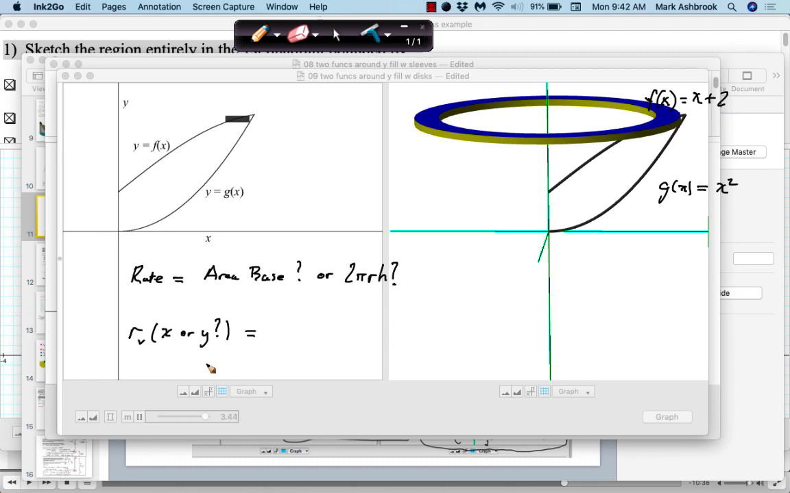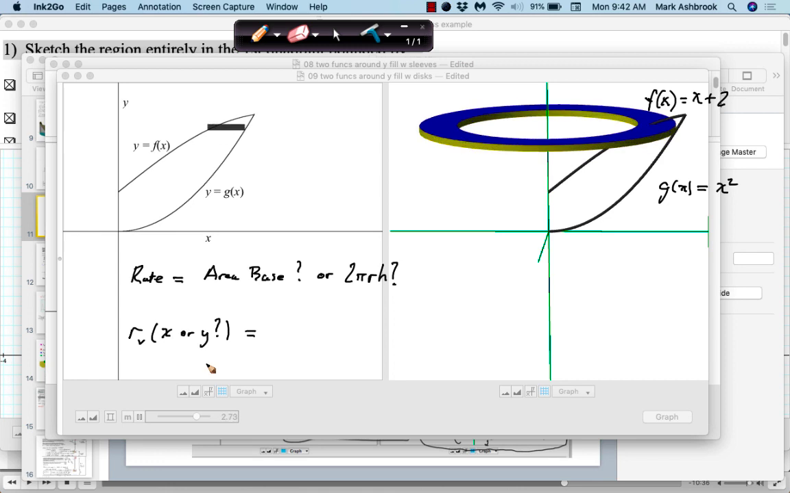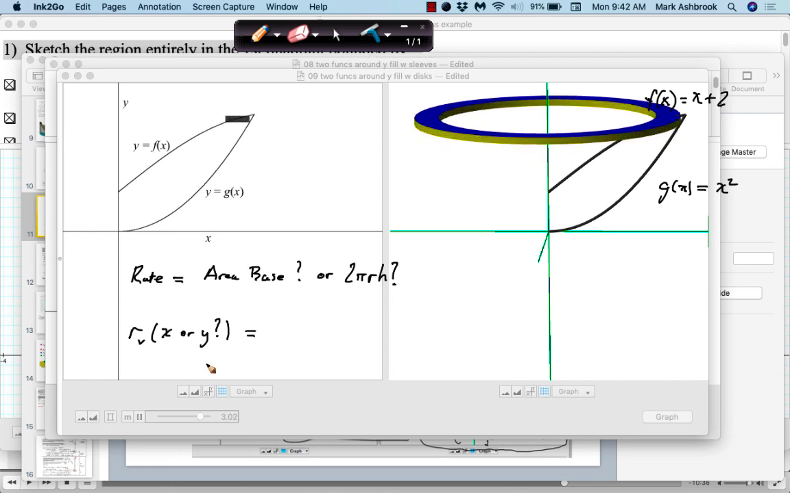Because if you use 2 pi RH, you don't want to get out of this stuff. It's not how you feel. It's is the height growing or is the radius growing? That determines what the answer is. Is the height growing or is the radius growing?